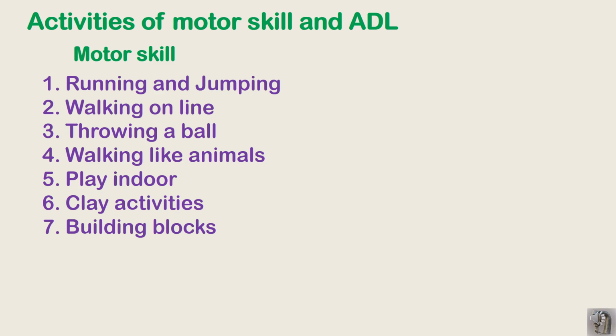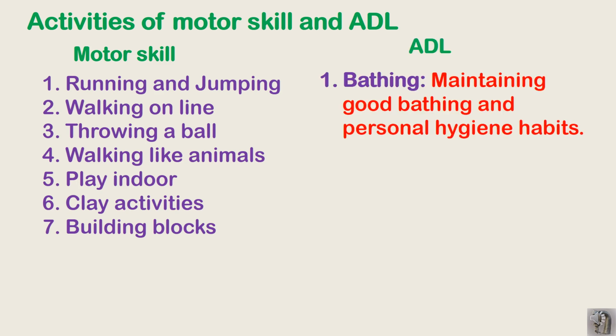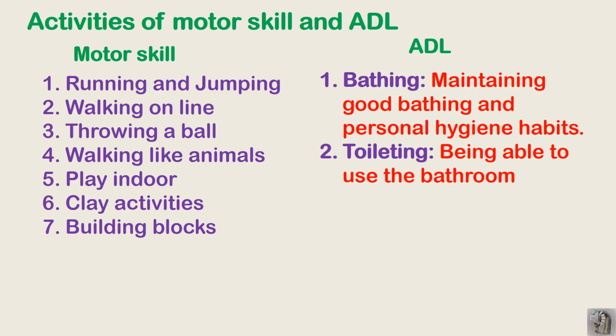So that's a very important activity which you can involve at least to build their strength. And ADL activities like bathing, this is one where you can teach the child about good bathing, and how to take personal health hygiene habits, how to improve the health habits. Then toileting skills, being able to use the bathroom, how to use the bathroom, that is very important.